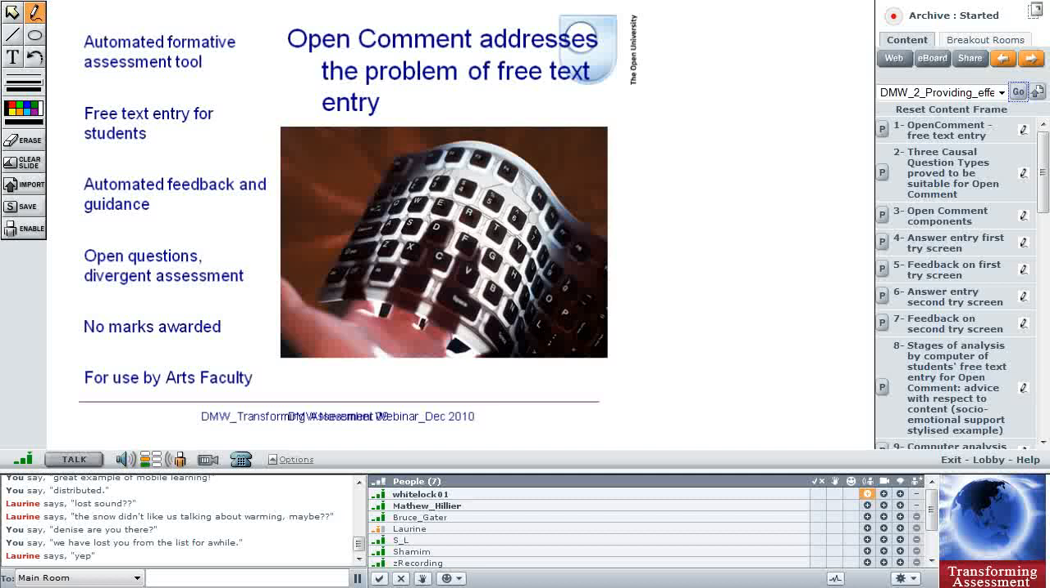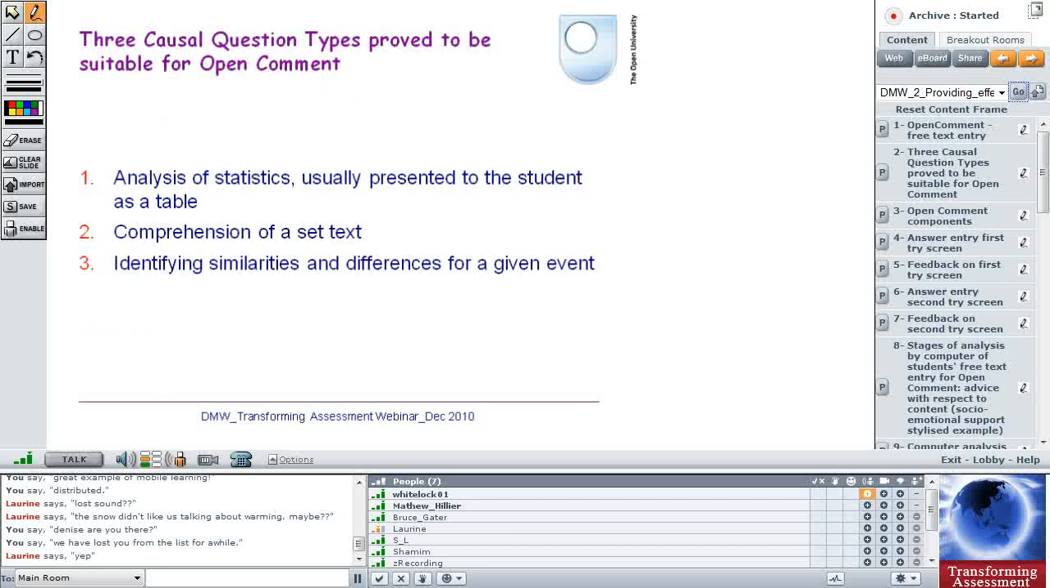Here we go. Open Comment is a system that's got free text entry, automatic feedback and guidance, and it's based in the history domain, and it's used by the arts faculty. Although I've got a science background, the university asked me to try and move into and work with the arts faculty, because they said, well, multiple choice questions aren't really what we want. Can you make us something better, something more suited, bespoke to ourselves? So obviously, we're not there yet. We can't just use any old type of questions.